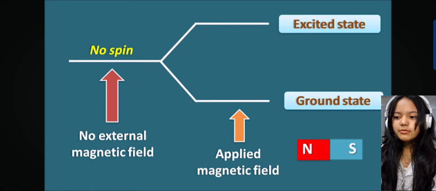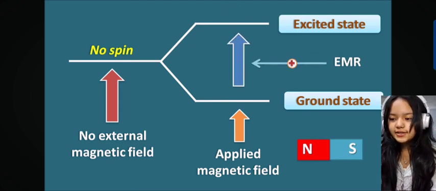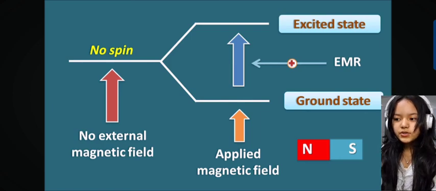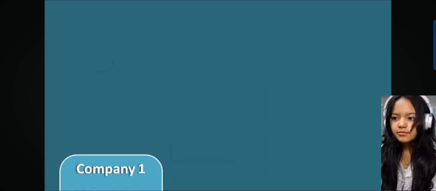So under the applied magnetic field, nuclei can exist in either the ground state or the excited state. And when we supply energy in the form of electromagnetic radiation, this electromagnetic radiation will promote the nuclei from the ground state to the excited state, which is observed as a signal in NMR spectroscopy. So NMR spectroscopy is simply one type of absorption spectroscopy observed by the nuclei having spin quantum number I equal to half. This situation can be simply illustrated by a common example.